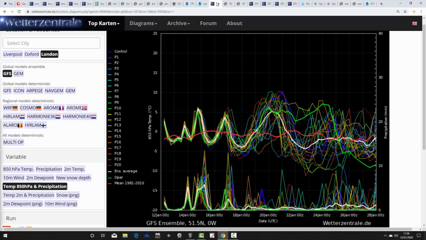So let's have a look at some forecast data then. We're going to look at the GFS ensembles first of all, upper air and precipitation ensembles for London. The red line here is the 30-year upper air temperature average for London. So we're very zonal at the moment. You'll see that by the way the coloured lines are going up and down. That is a zonal situation, quite stormy, of course.